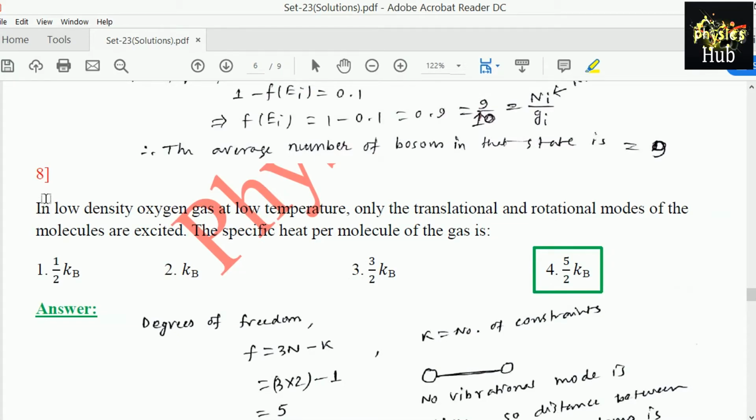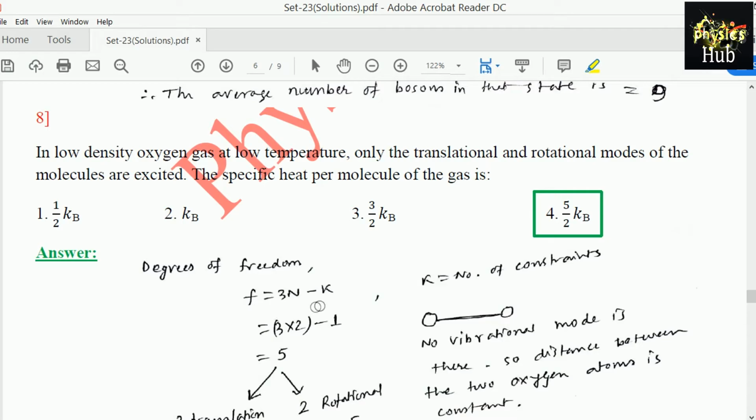Moving on to question number 8. In low density oxygen gas at low temperature, only the translational and rotational modes of the molecules are excited. The specific heat per molecule of the gas is. Degrees of freedom, F equals 3N minus K. I have already discussed this in some video. I will try to provide the link.